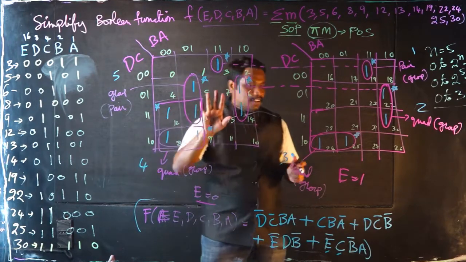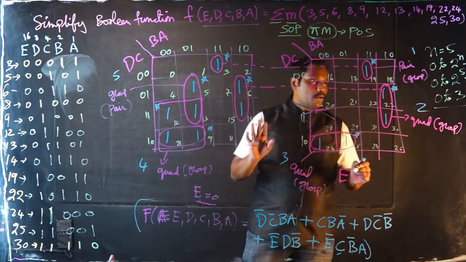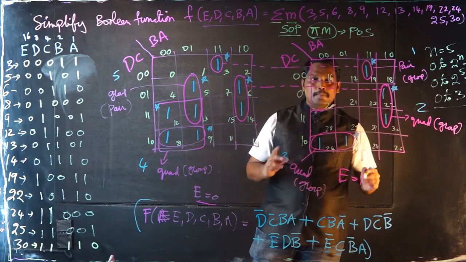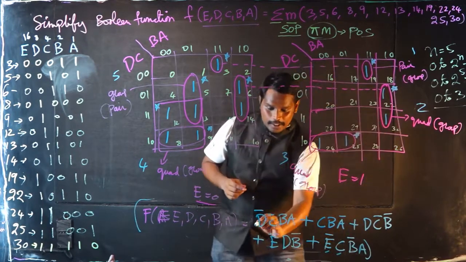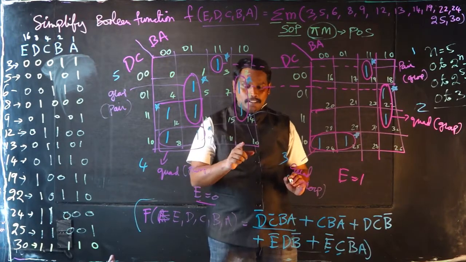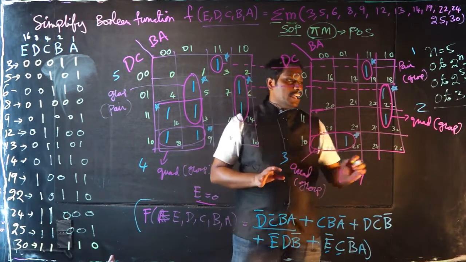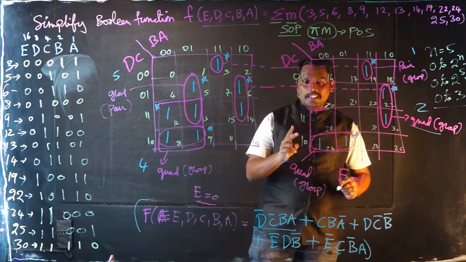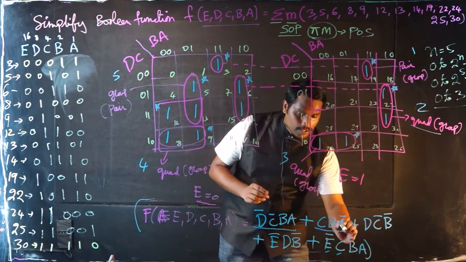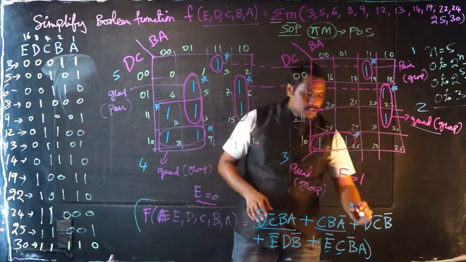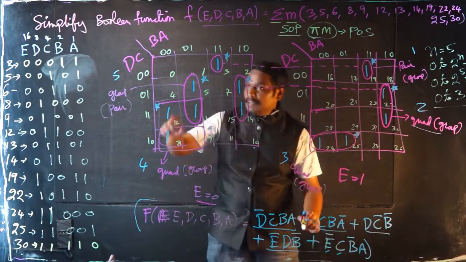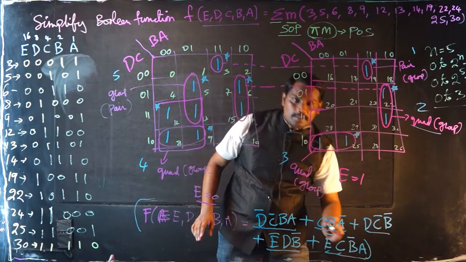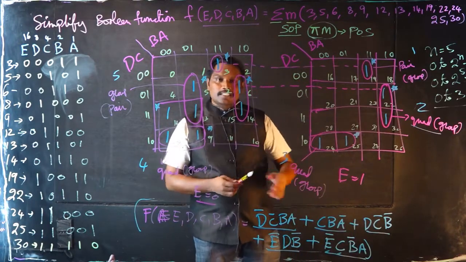And remember one thing, that a pair will remove one variable. You can see that this particular pair has removed one term, that is E, right? And if it is a quad, 2 variables are removed. You can see that here D and E are missing, right? So for all quads, you can see 2 variables missing, and for a pair, only 1 variable is missing. So this is how the expression is constructed.